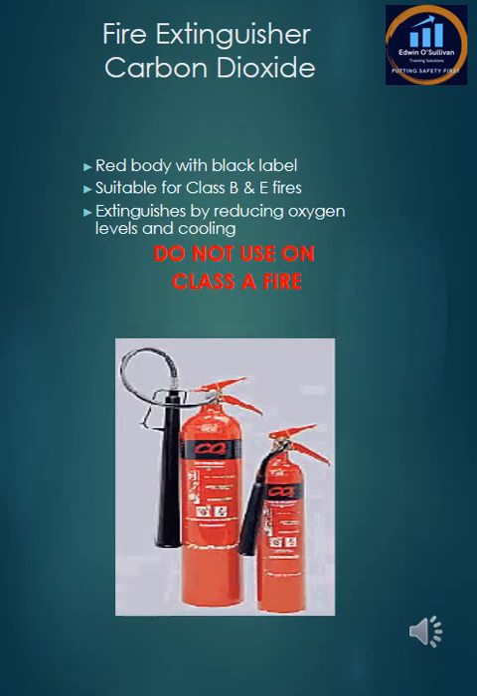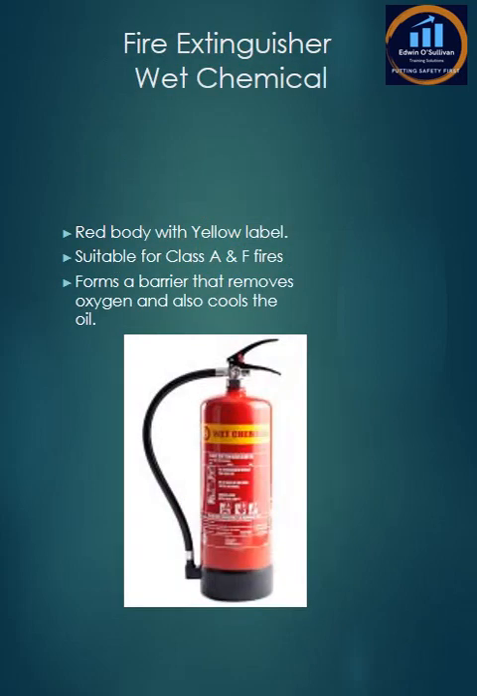So this is our carbon dioxide or CO2 fire extinguisher. It's identifiable by its red body and black label. It will normally come with a long snouted hose coming off the end of it. It's suitable for Class B and E fires, and it extinguishes by reducing the oxygen levels in the air and cooling. It is not to be used on a Class A fire, for example paper and cardboard, because the power that comes out of this will just push the fuel that is on fire away from you and spread it even further.